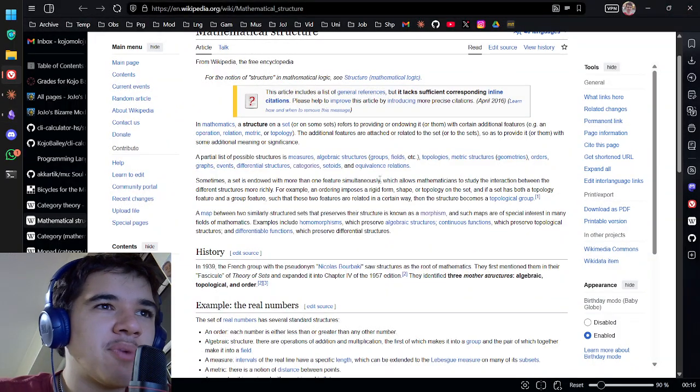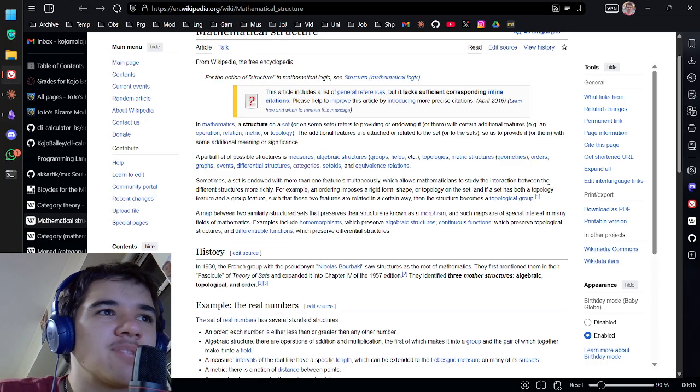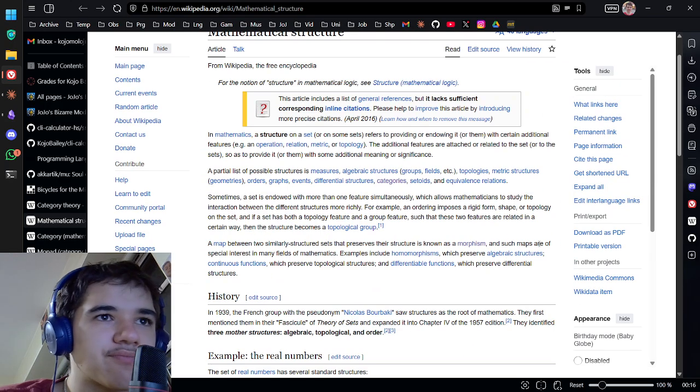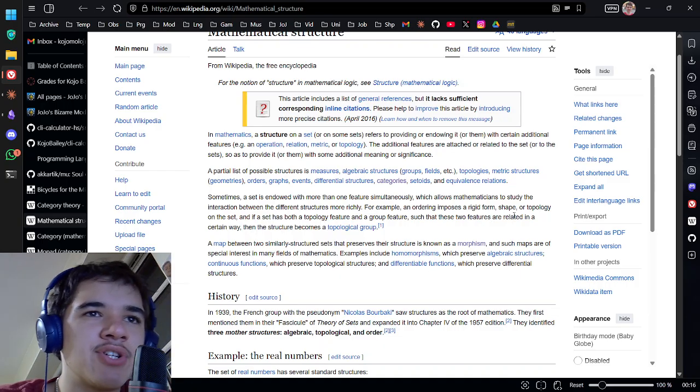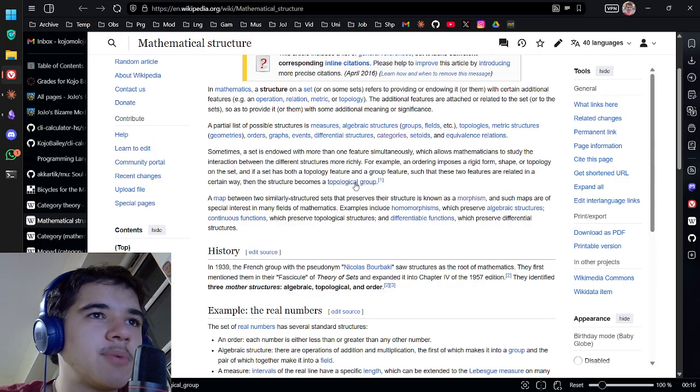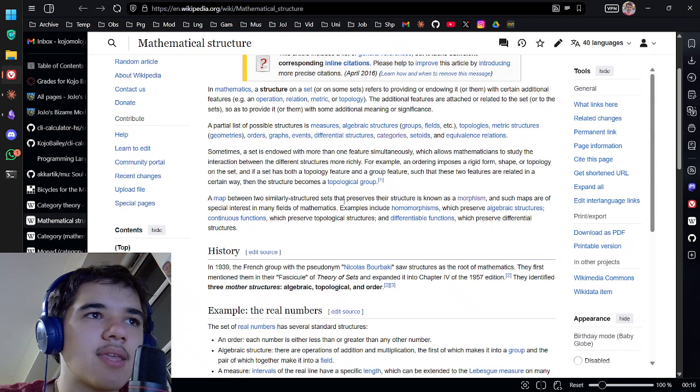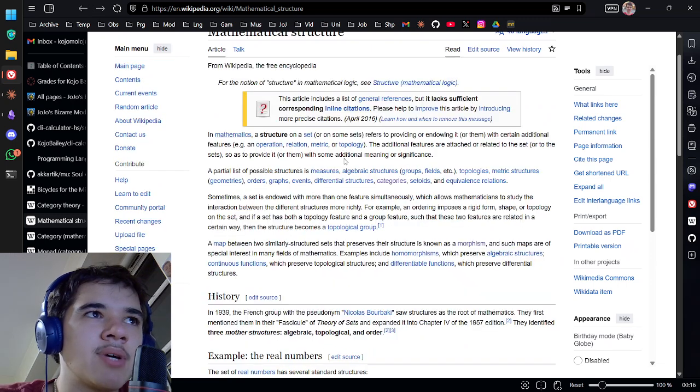Sometimes a set is endowed with more than one feature simultaneously, which allows mathematicians to study the interaction between the different structures more richly. Sorry, I need to zoom in here. For example, an ordering imposes a rigid form on the set, and if a set has both a topology feature and a group feature, such that these two features are related, okay, topological group. So this is very interesting in and of itself, but we won't get into that just now.